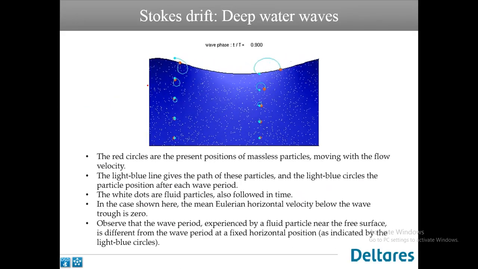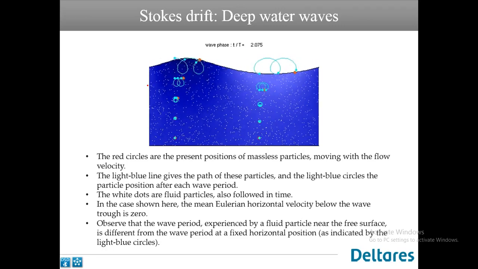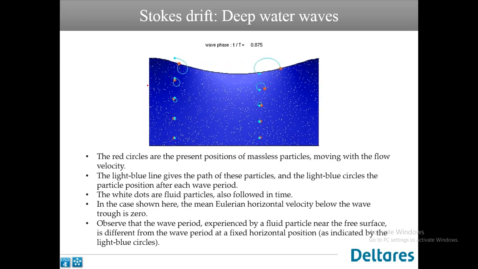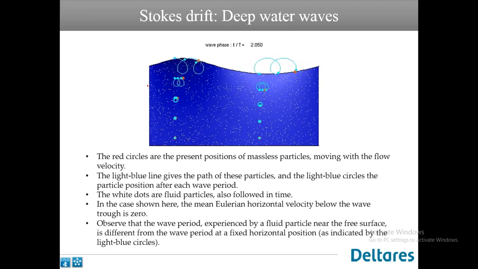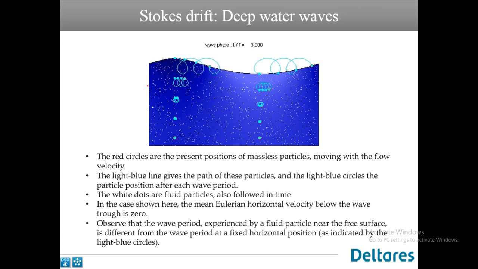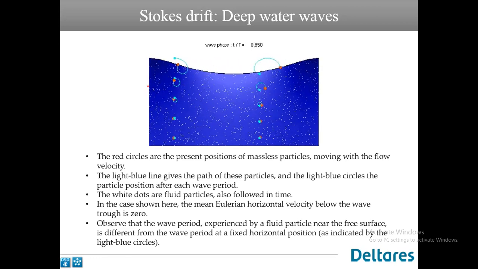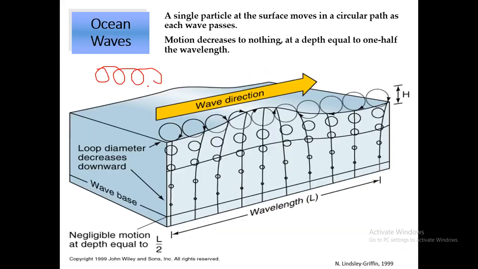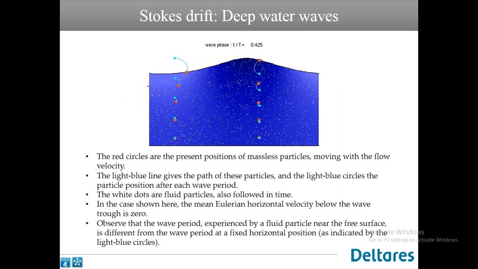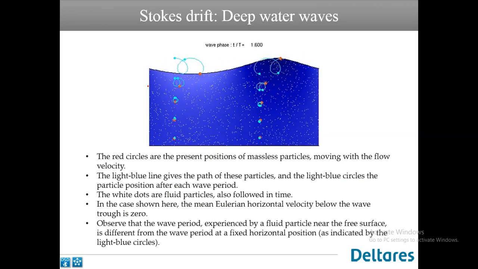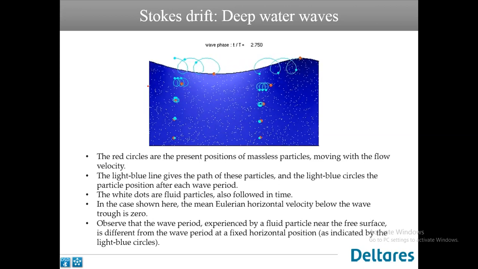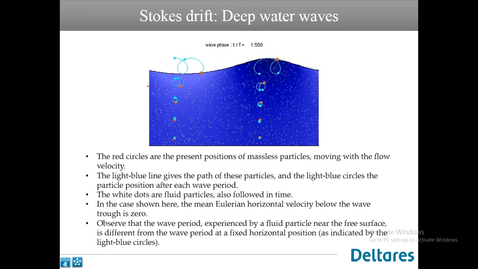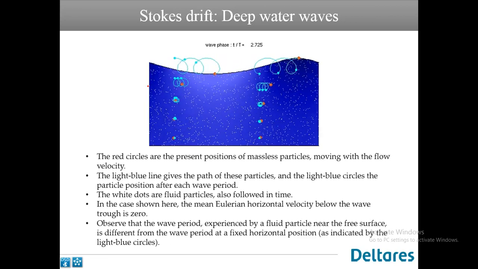Okay. So Stokes drift in deep water wave is quite different from the shallow water wave. So the red circle represents the position of a massless particle moving with the flow velocity. So the light blue tu dia bagi dia punya trajectory of the motion. So the white dots, you can actually see daripada atas sampai kat bawah, dia punya loop diameter decreases downward. The mean Eulerian horizontal velocity below the wave trough is zero. So kita observe that the wave period experienced by a fluid particle near the free surface is different from the wave period at a fixed horizontal position.